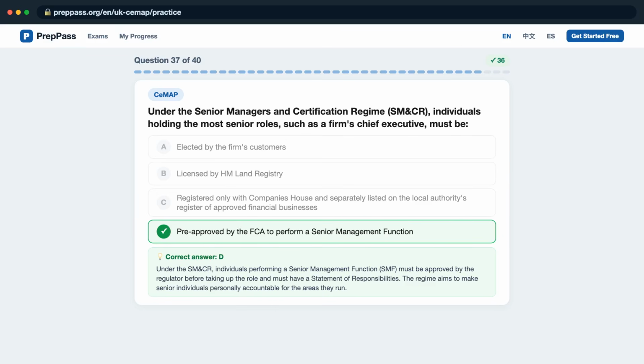The correct answer is D. Under the SM and CR, individuals performing a senior management function, SMF, must be approved by the regulator before taking up the role and must have a statement of responsibilities. The regime aims to make senior individuals personally accountable for the areas they run.